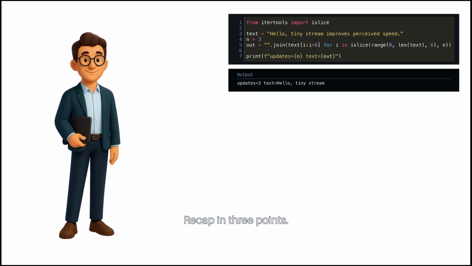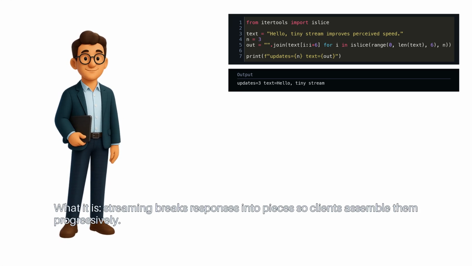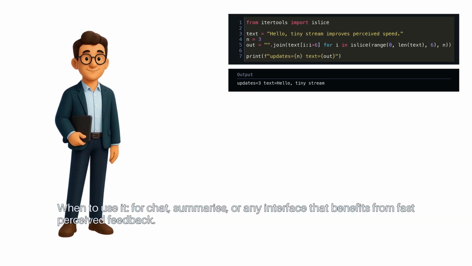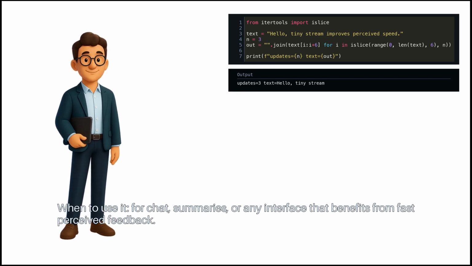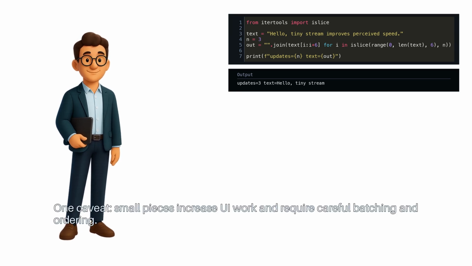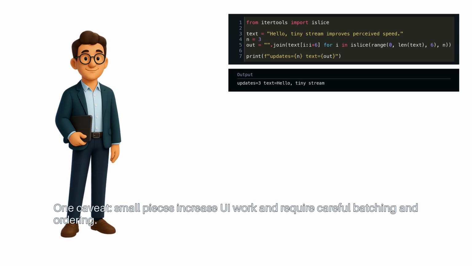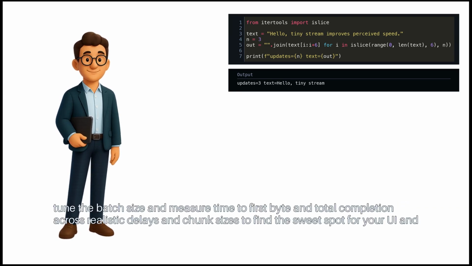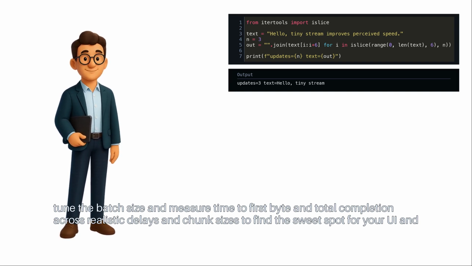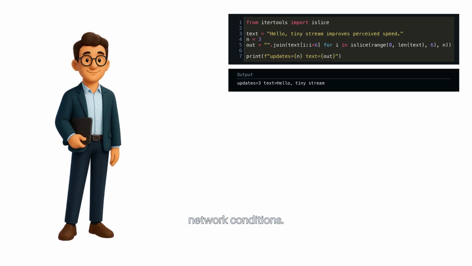Recap in 3 points. What it is: streaming breaks responses into pieces so clients assemble them progressively. When to use it: for chat, summaries, or any interface that benefits from fast perceived feedback. One caveat: small pieces increase UI work and require careful batching and ordering. Next step: tune the batch size and measure time to first byte and total completion across realistic delays and chunk sizes to find the sweet spot for your UI and network conditions.